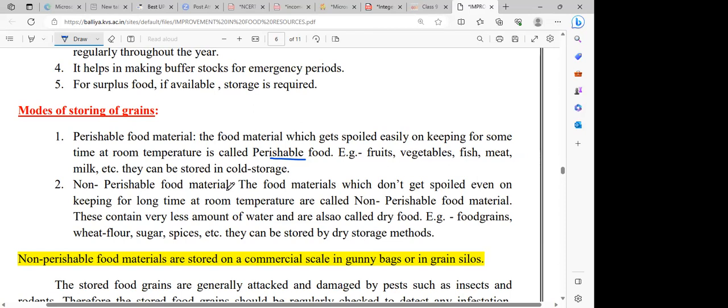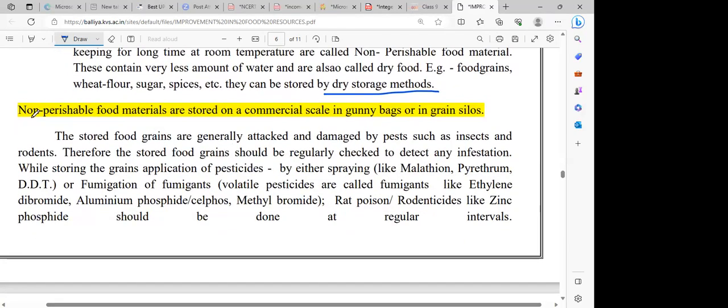And non-perishable food materials are basically those which do not get spoiled even after keeping for a longer period of time, like food grains and all that. So over here, they can be stored by the dry storage method. Clear? So on the basis of whether they are perishable or non-perishable, you will decide whether to store them in cold storage or by the dry storage method. Okay? Okay, ma'am. Now remember one thing, non-perishable food material is stored on a commercial scale in gunny bags or in grain stores, right? So they are bagged and stored over here.